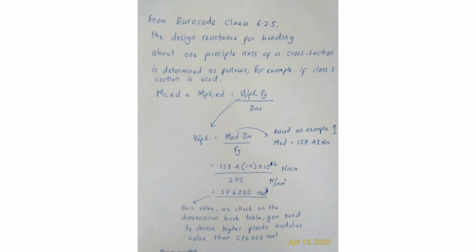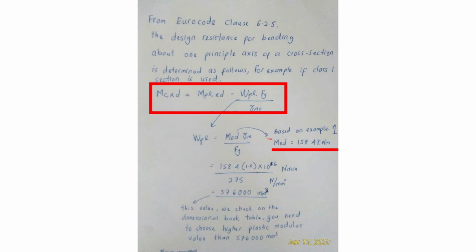OK class, please refer to your example question. According to Eurocode clause 6.2.5, the design resistance for bending about one principal axis of a cross-section is determined as highlighted in the red box. Based on the previous example, we know that the design bending moment is 158.4 kNm. To calculate the plastic modulus, the design bending moment is inserted into the equation. Finally, you will get the plastic modulus of 576,000 cubic millimeters.